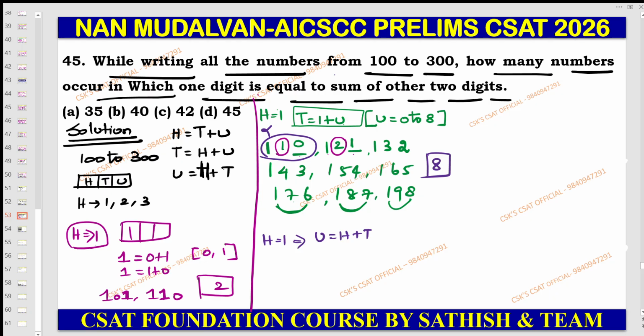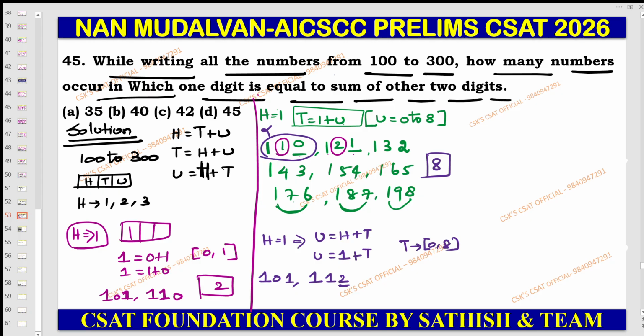Now try to understand here. Your h is already fixed as 1. Now t plays a vital role. Listen very carefully: t takes 0 to 8. If t is 0 to 8, what is the unit digit? You are fixing 1 in the hundreds place. If you place 0 in the tens place, it becomes 1. If you place 1 in the tens place, the unit place becomes what? 2. The unit digit here is 2, the sum of the other two digits, 1 plus 1, is 2.